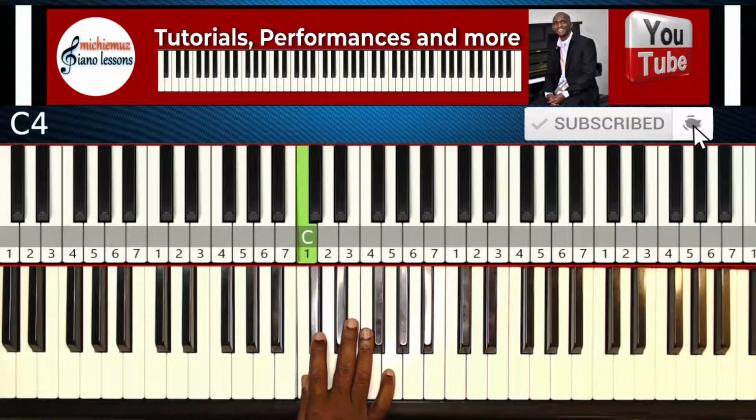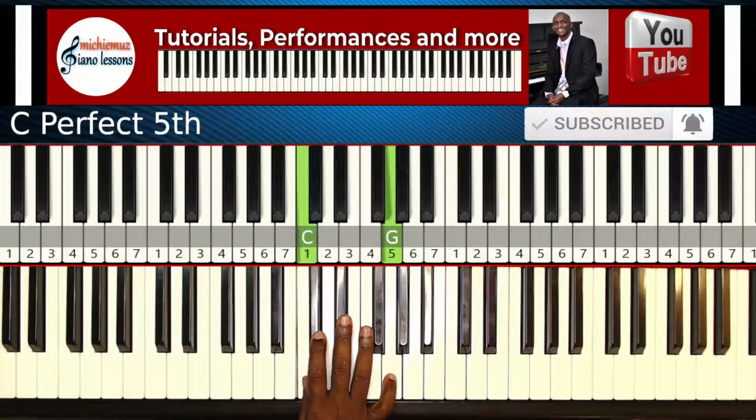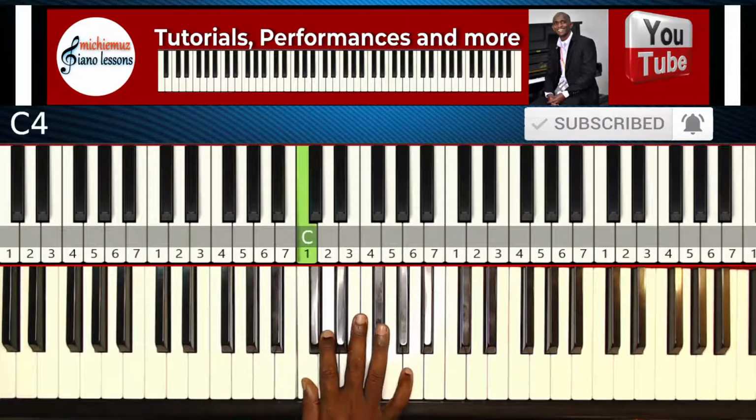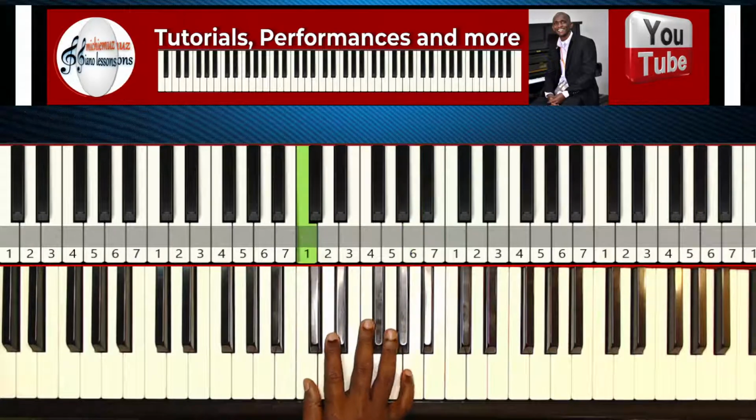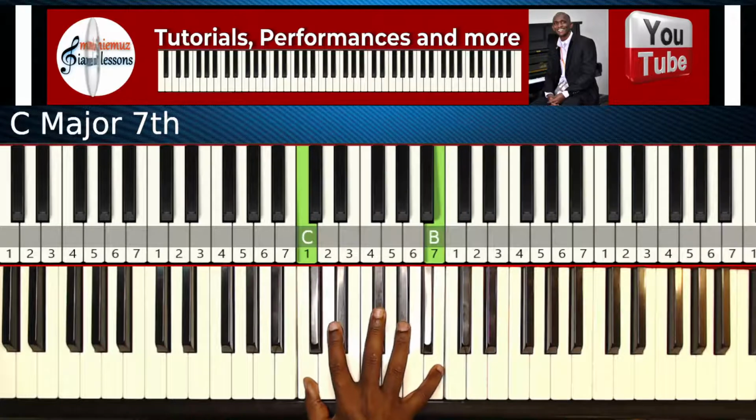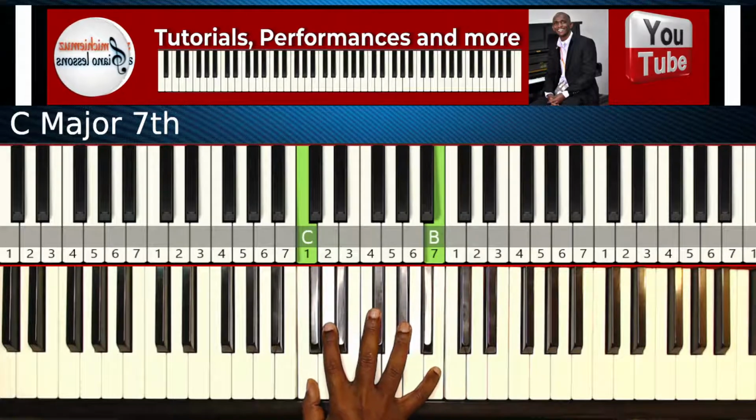The distance between C and G, we call that a perfect fifth. The distance between C and A, we call that a major sixth. The distance between C and B, we call that a major seventh. Okay? Now, when you're trying to name intervals, remember, treat the lower note as your root. As your root. The other formula is you can count semitones and tones.